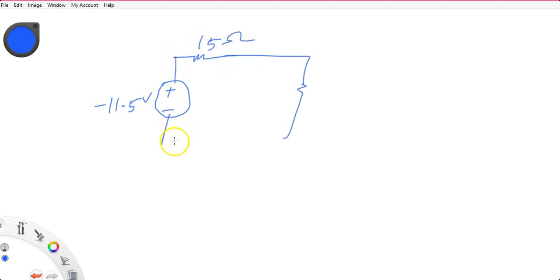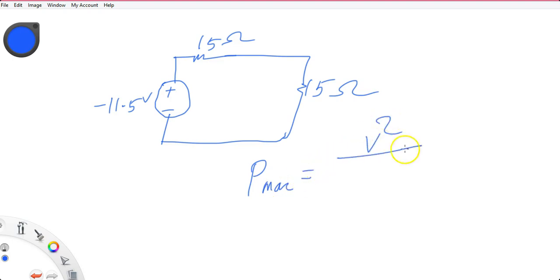So now you have minus 11.5 volt and your load is 15 ohm. So P max is your V square upon 4R.